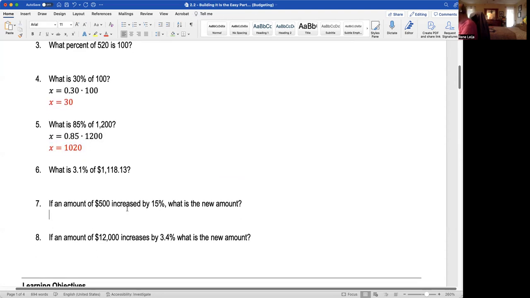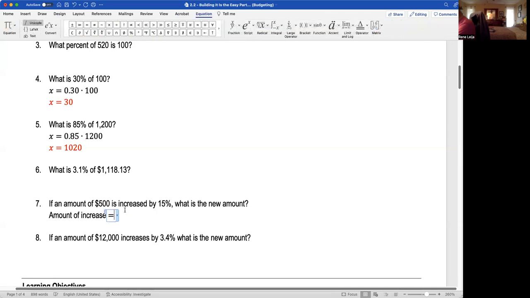If an amount of $500 is increased by 15%, what is the new amount? So this is going to be a 2-step process. So first we need to find the amount of increase. All right. Well, what's nice about this is that this is not a percent increase or a percent decrease because they've already given us the percent.